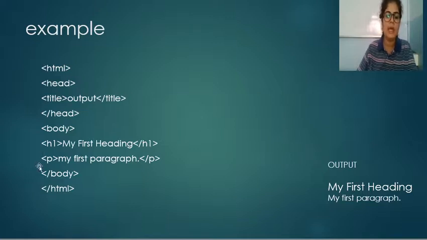In the next line, I want to use paragraph tag. So if I want to use paragraph tag, I have to write P tag. This is P tag which will create a paragraph, and I want to write text as paragraph, as this is my first paragraph, or whatever you want you can write here. And then paragraph close, and then body tag close.